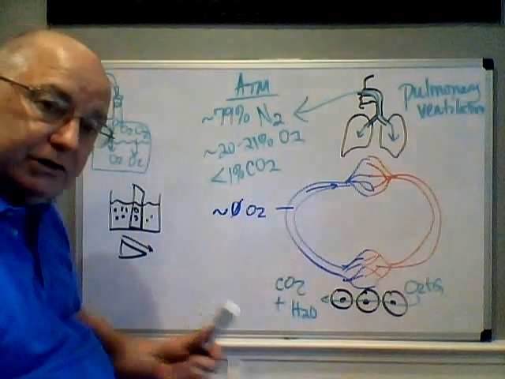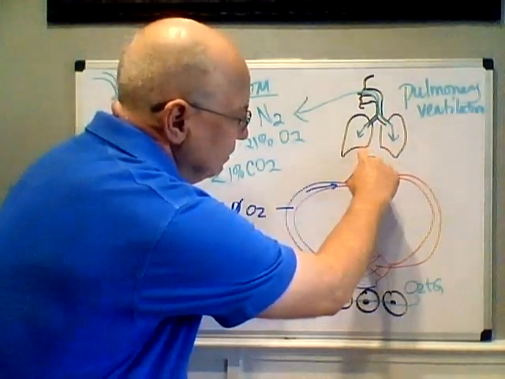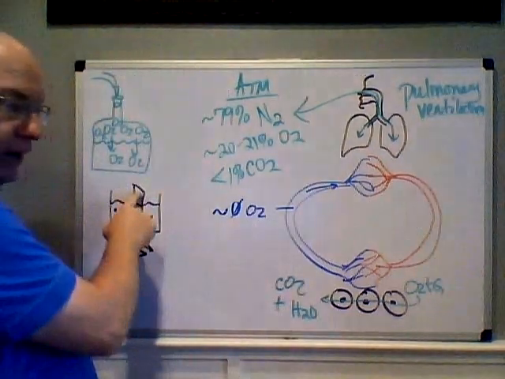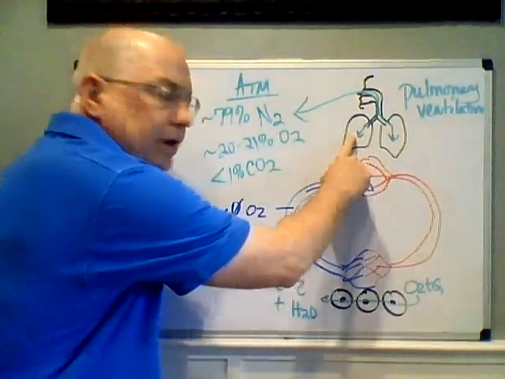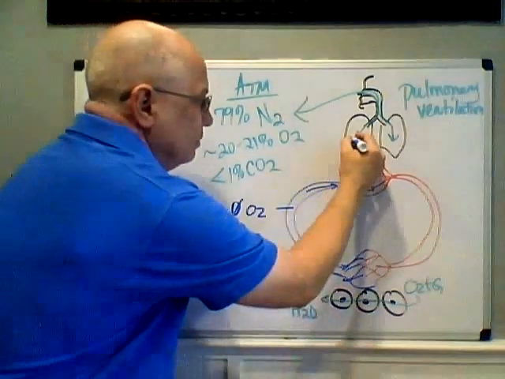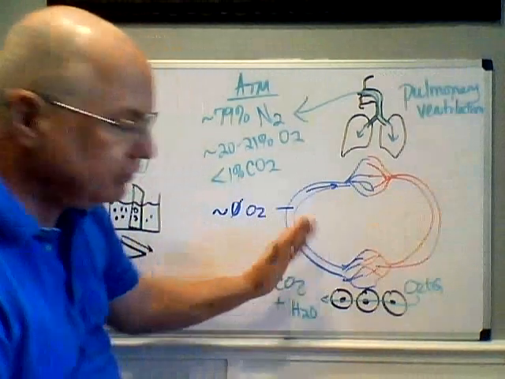Not that there's none, but there's a very small amount. Now, when I have this membrane, I have a whole lot of oxygen in the lungs and almost no oxygen in the blood. This is why I use the red and the blue.